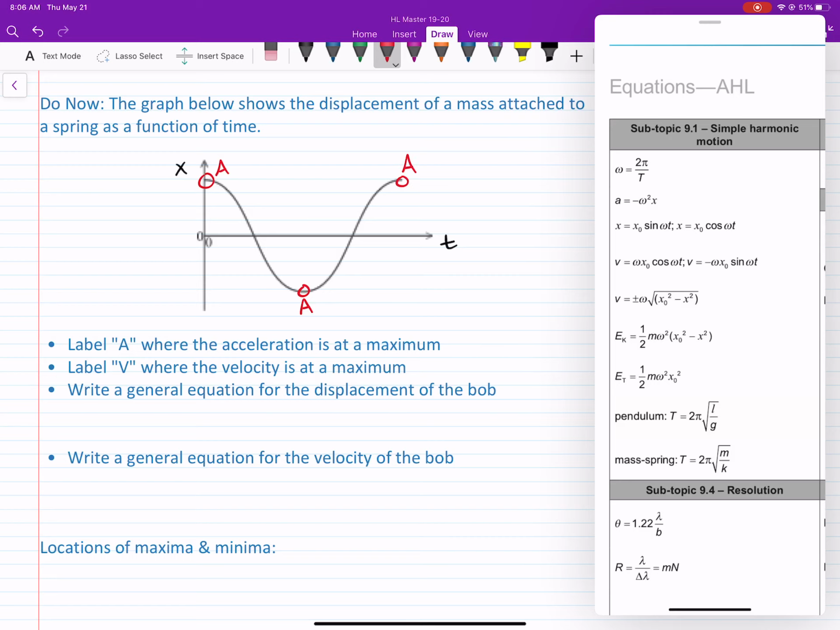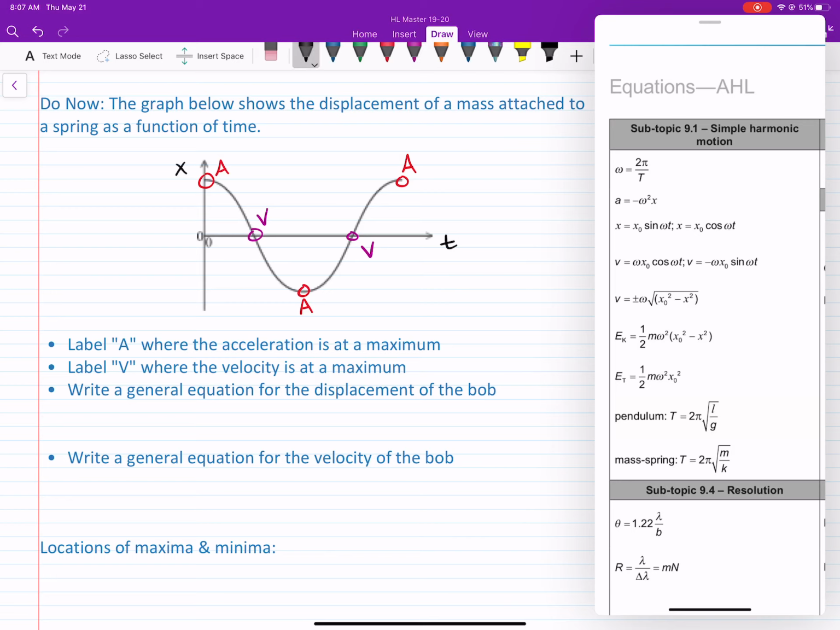And again, that's because the acceleration and the displacement are supposed to be proportional. So when there's a lot of displacement, there's a lot of acceleration. Now, when we're labeling the place where the velocity is at a maximum, that's going to be as the object's passing through the center or passing through its equilibrium location, because that's the point where there's no acceleration because it's at equilibrium, but it is moving the fastest. And I'm going to label that v, or that v.